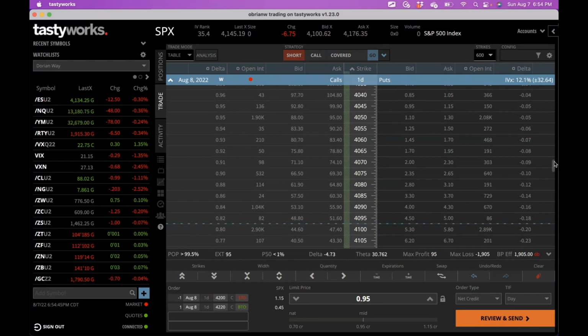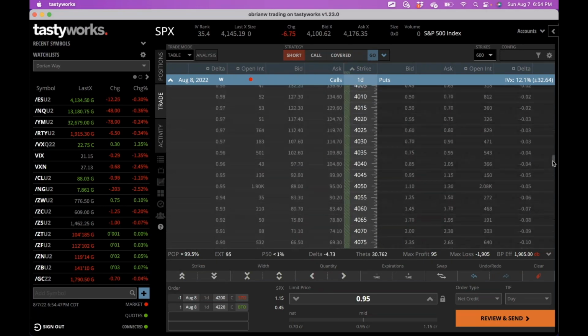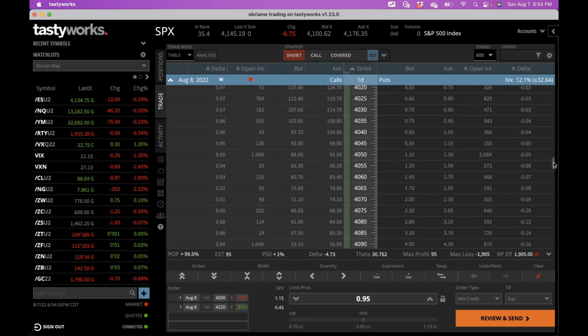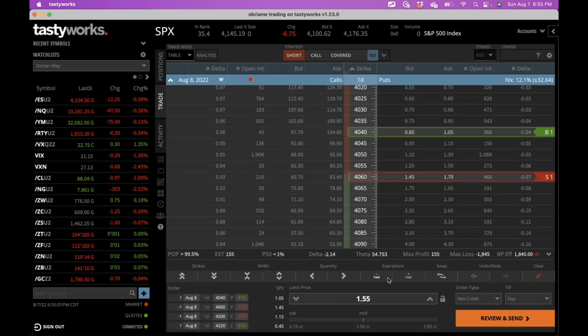Some people try to time the market and do just one side. At the Dorian Way, we primarily teach coming in as an iron condor, because you don't know what the market is going to do, if it's going to go up or go down. So if we're just going to do this 7 delta here and 20 points wide here, this is going to give you $155 for every contract you do, and this is how you set it up.